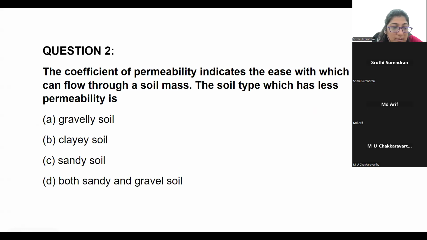Chakravarti can also put in your answer in the chat box. You can either personally put it or you can put it commonly for everybody in the chat box.